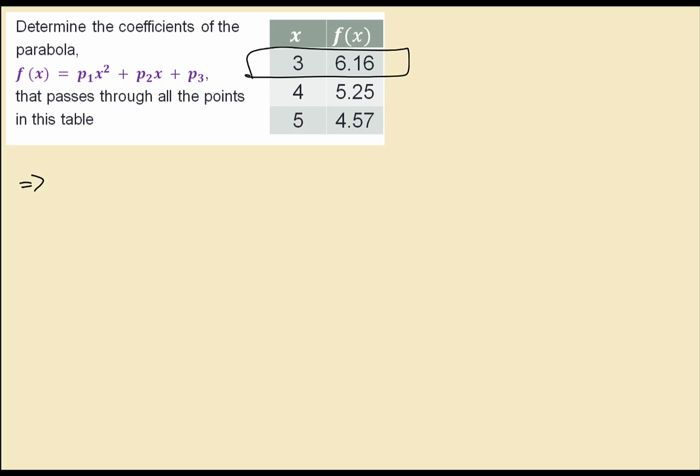So we have 6.16 is equal to p1 times x squared. In this case, x is 3, so we're going to write 3 squared, plus p2, where we have just x, so we have 3 here, plus p3, which is the last unknown. So this is one equation. We can move on to the second equation using the second row that we see here.